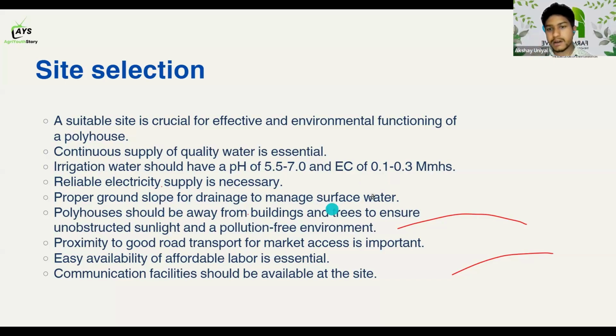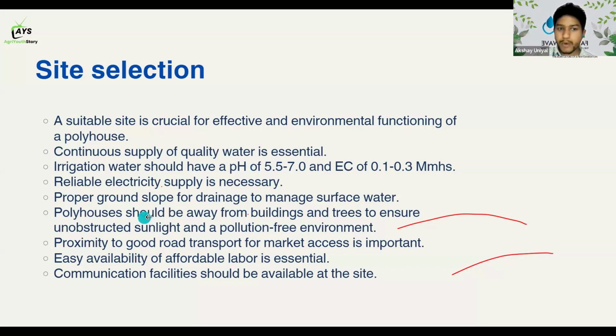Now we need reliable electrical supply. Either we will have a generator or inverter there in case the light goes often, there is a problem with electricity. Otherwise, we will try to do it in such a way that we have a constant, usually three-phase electricity, very good quality electricity on the site itself, because we will have a lot of electrical components in the polyhouse. I will talk about them in coming slides.